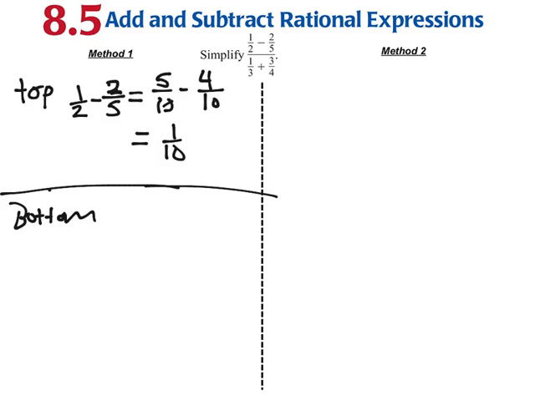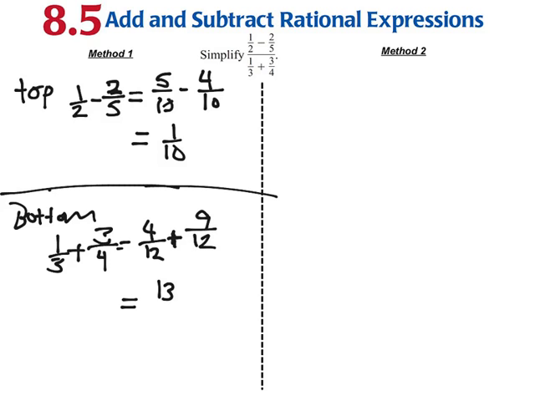we would end up with 1/3 plus 3/4. The least common multiple is 12, so that would be 4/12, and then that would be 9/12. We end up with 13/12. So then we divide that.